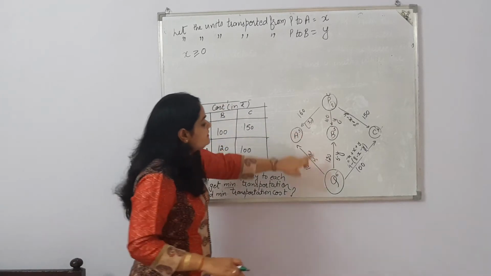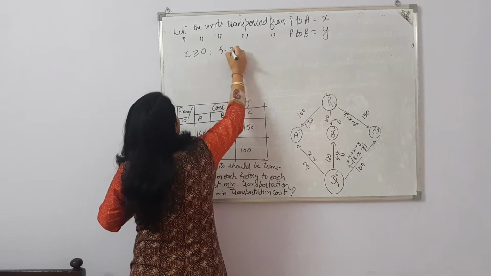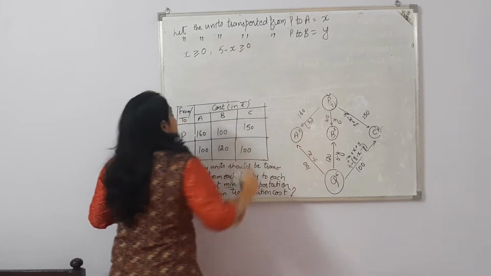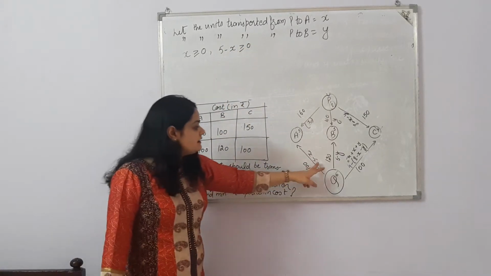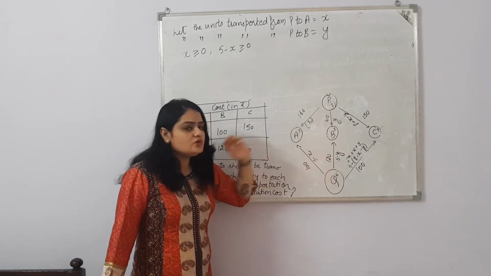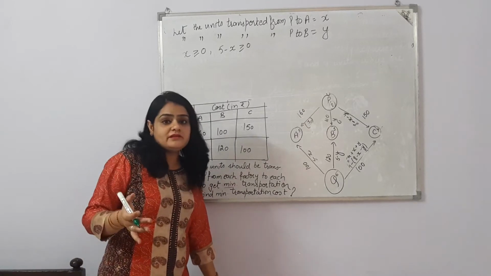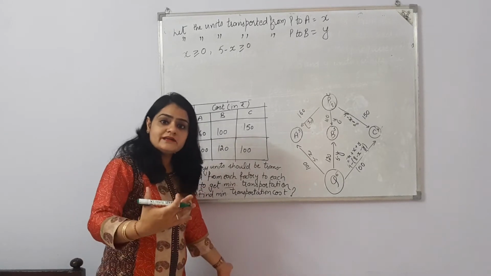Now another one is 5 minus x. Next one is 5 minus x. Again it is greater than or equal to 0. This is the quantity that Q is delivering to A. So the quantity can be positive or can be 0. 0 means no commodity is transferring.